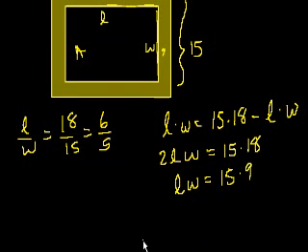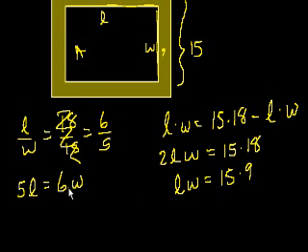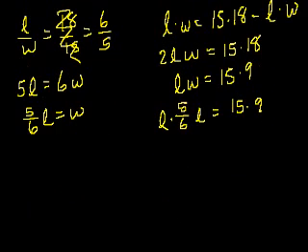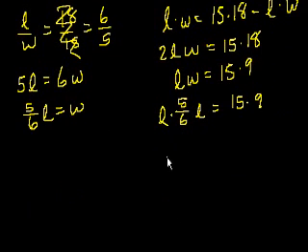15 times 9. And we have two equations with two unknowns. Let's see if we can solve. So we have L over W is equal to 6 over 5. We can cross multiply. So we get 5L is equal to 6W. I ignored this stuff in the middle. And we want to solve for L, right? So let's substitute for W. So we get 5 over 6 L is equal to W. And now let's substitute that into this equation. So we have L times W, which is L times 5 over 6 L, is equal to 15 times 9. And let's multiply both sides by 6 over 5.